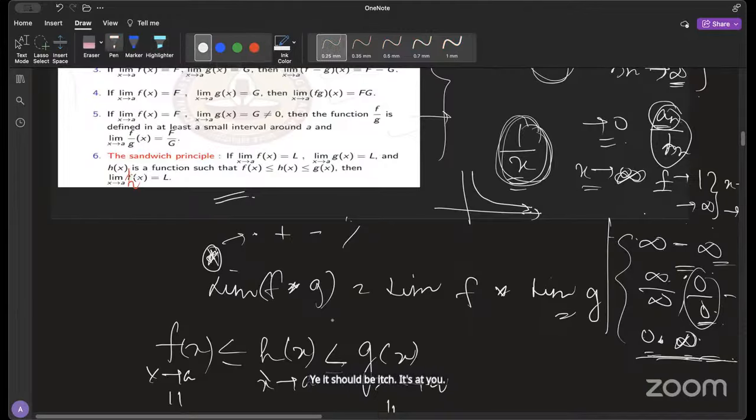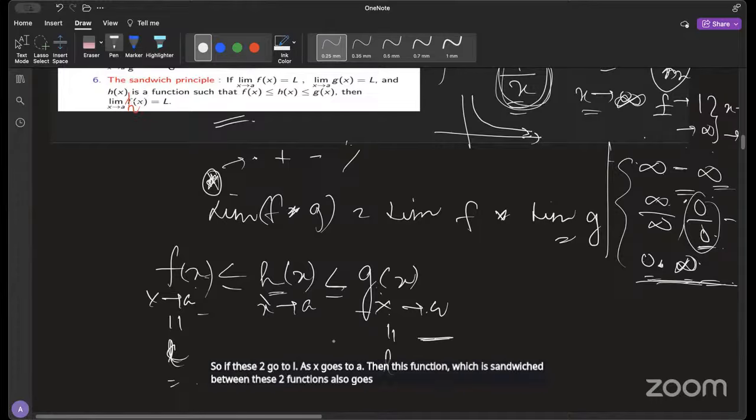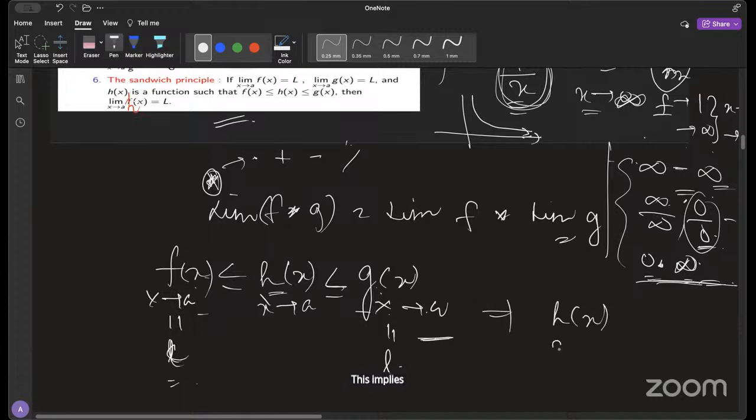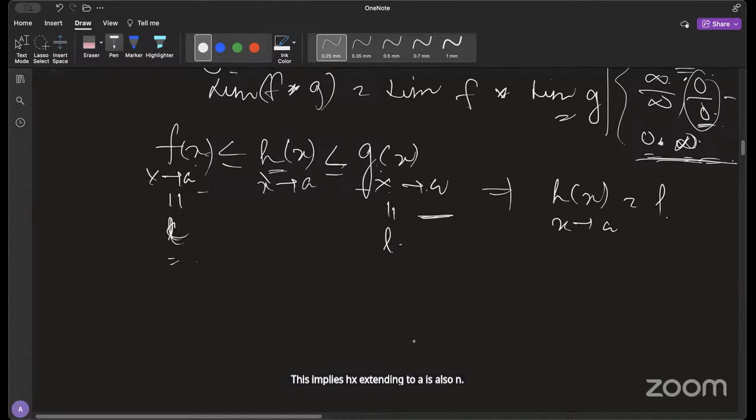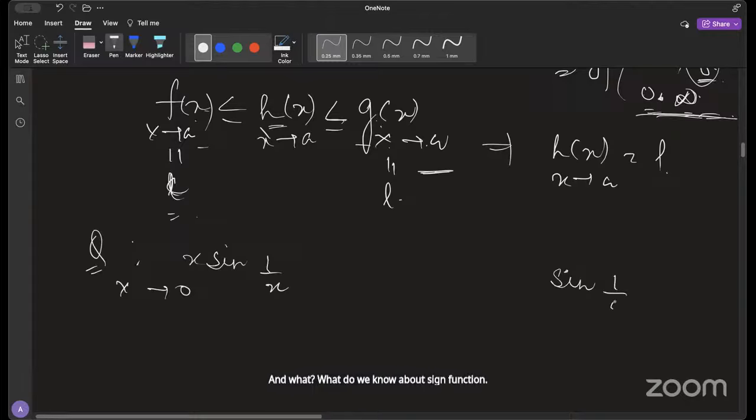So if these two go to L as x goes to a, then this function, which is sandwiched between these two functions, also goes to L. This implies the limit of h(x) as x tends to a is also L. Let's just do an example on this to make things clear. Let's say you have x sine 1 by x, and you have to find the limit of this as x tends to 0. And what do we know about the sine function? We know that it's always between -1 and 1, right? This is an application of the sandwich principle.